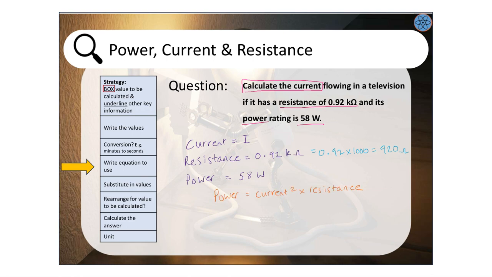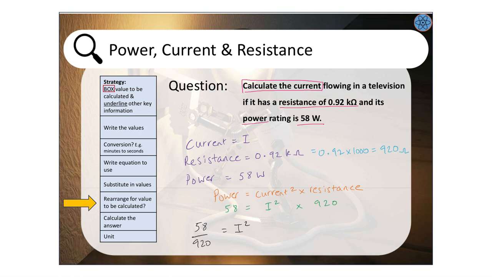Now this is why it's so important to know which equations we've got and to learn them. Because we've got current, resistance and power, we need the equation that has those three in it. So in this case, the equation to use, power equals current squared times resistance. As ever, we write the numbers underneath the words. So under power, I've written 58. Under current squared, I've changed my I to I squared because it needs to be current squared. And under resistance, I've used my converted number of 920.